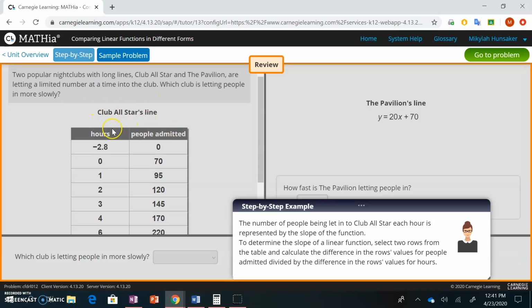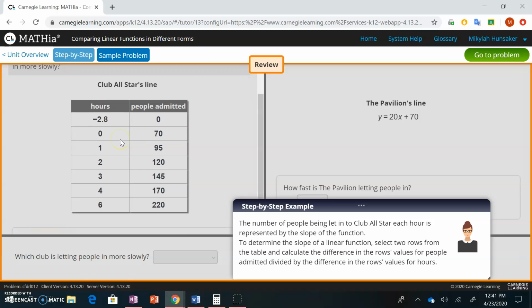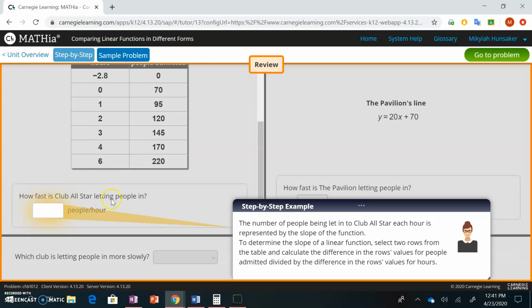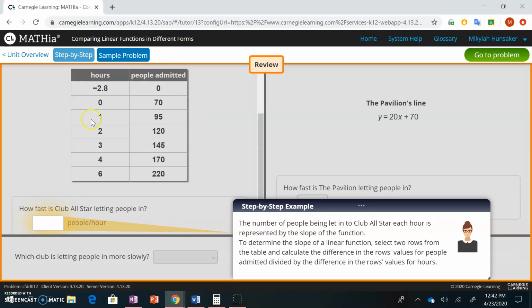So we've got Club All Star's line here, that's a table. We've got the Pavilion line here, that is an equation. So if we look here, the first question is, how fast is Club All Star letting people in? Our hints here tell us that the number of people being let in is represented by the slope of the function. So you're going to have to remember how to find the slope from a table.